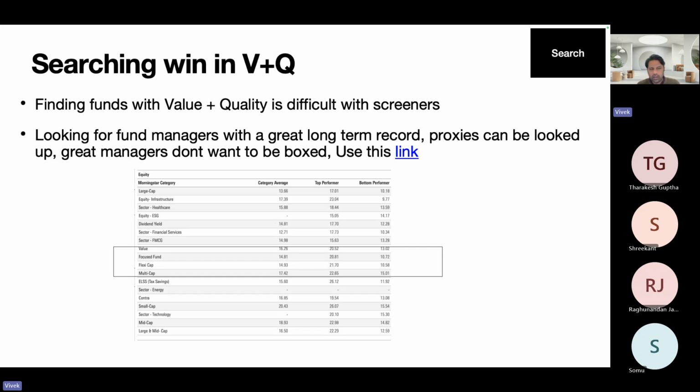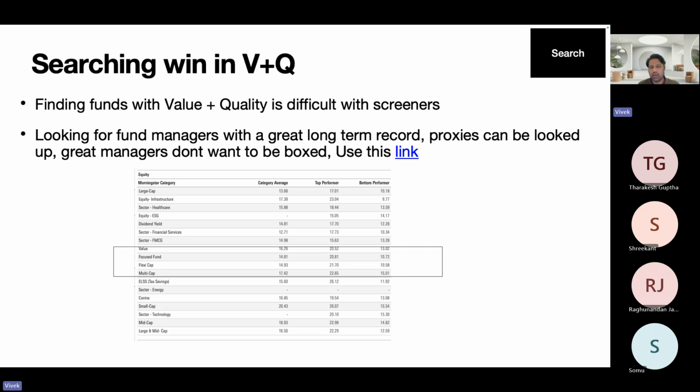So generally, the good place to look would be these four, which I have highlighted on the screen, right? Which is multi-cap fund, flexi-cap fund, focused fund. Now, with all of these fund types, generally you will see the fund manager going across market caps. They can buy large cap, and then if they think the value has shifted to small cap, they will go to small cap, and each of them have done really well.